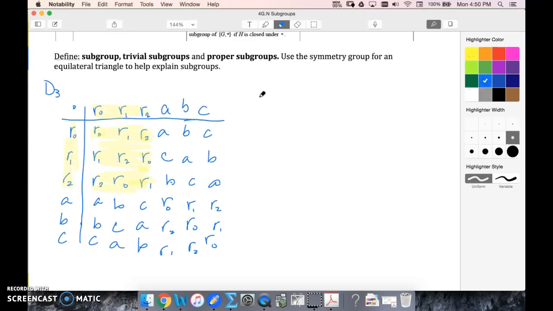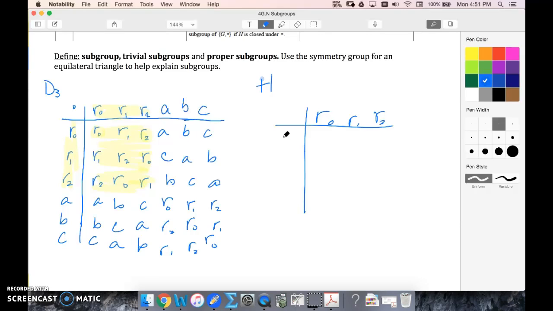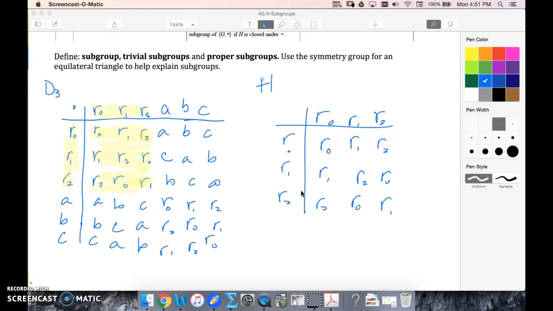So we could define H as being just this portion. I'm going to fill it in. Okay, I filled in H. So we can say that H is a subgroup of D3.